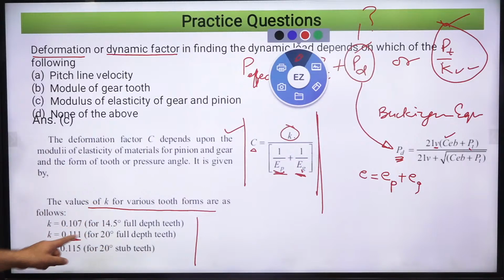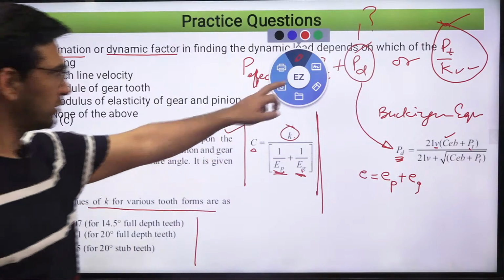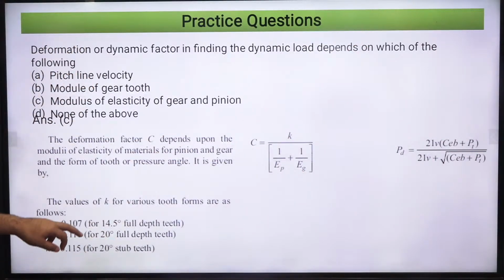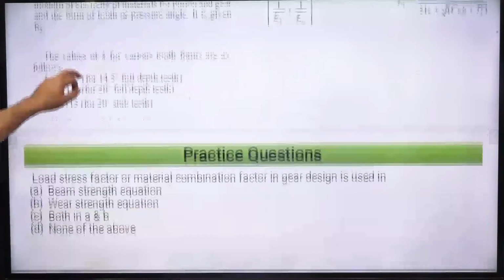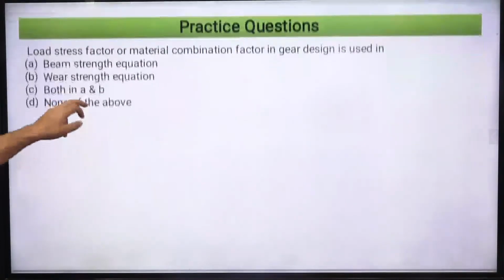Easy to remember. If you remember this, you can simply add the 0.004. For 14.5 it is this, and 20 degree full depth and 20 degree stub depth. This is factual information that he can ask you. Okay, you should have the background, so you will be able to answer. Now let's go to the next one.